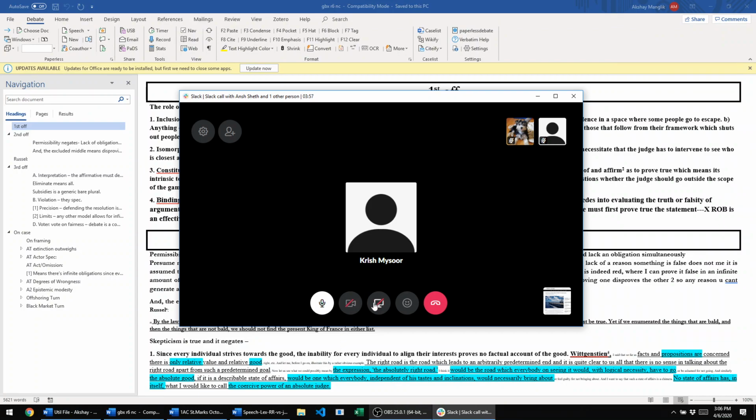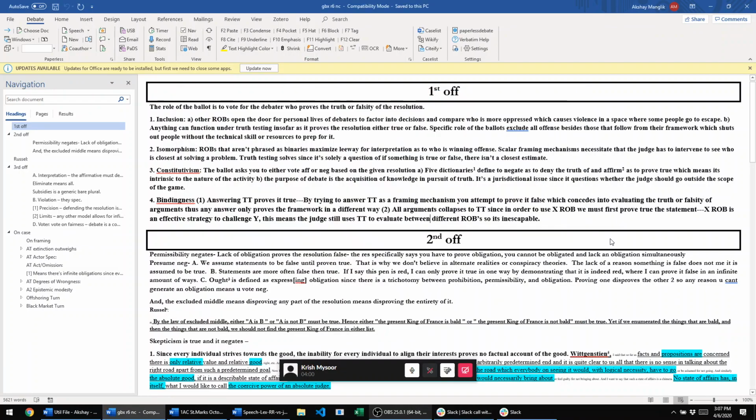Let me see if I can screen share. All right, can you guys see my screen? I can't. Oh yeah, I can see.